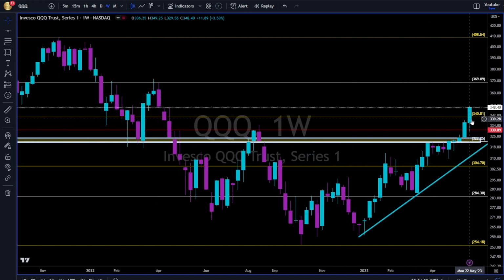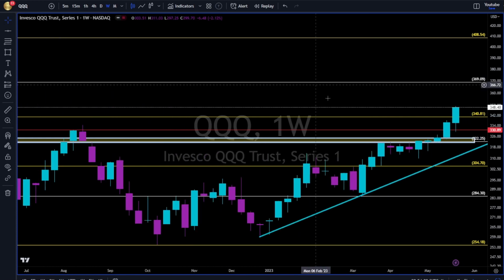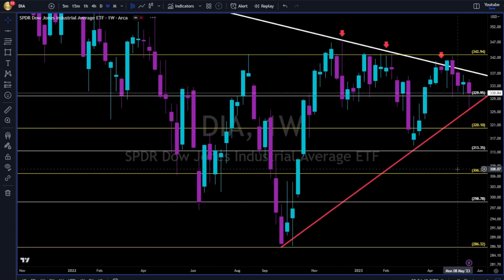QQQ, continuation above 340. This gap is filled. Now let's see continuation toward 370. 340 needs to hold, otherwise 330 to the downside.